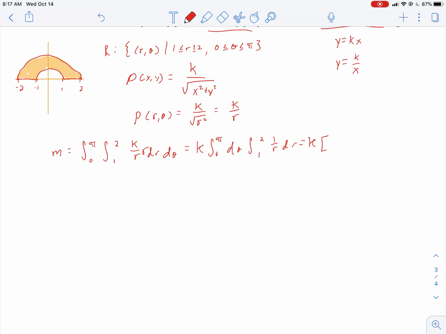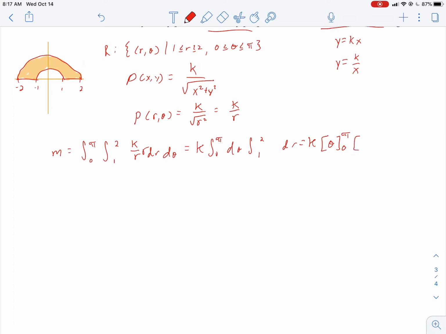Whoa. I forgot something. I forgot my r dr d theta. I got too excited, so I need my r there. So that's going to lead me to k over r times r, that's just going to give me k, and so it's just going to be dr.